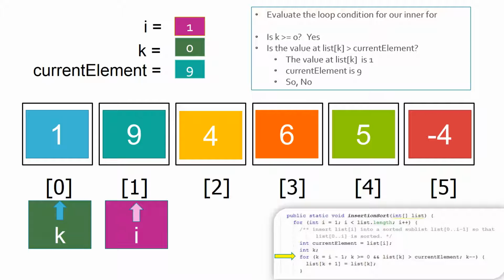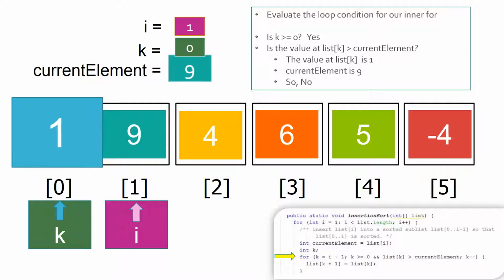We need to evaluate the loop condition for our inner k loop. Is k greater than or equal to 0? Yes, it is. Is the value at list position k greater than our current element? The value at list position k is 1, and our current element is 9. So no, it's not greater.